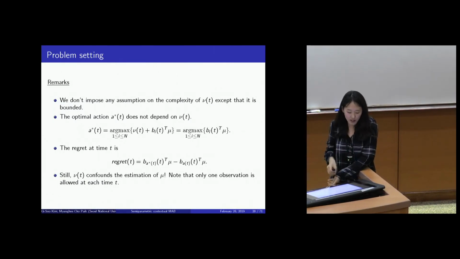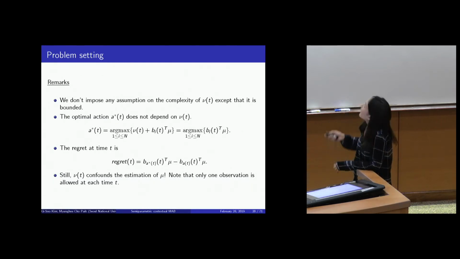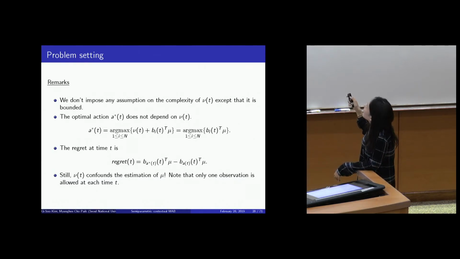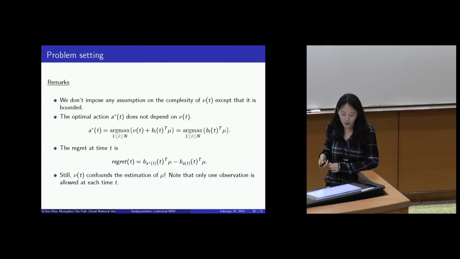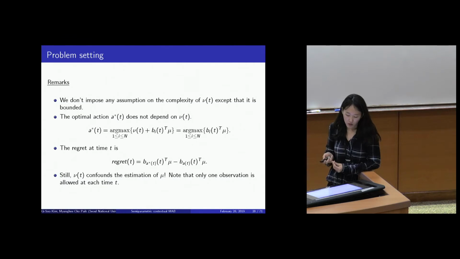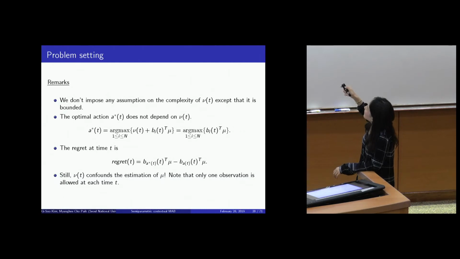There are some remarks regarding the semi-parametric model. First of all, we don't impose any assumption on the complexity of nu t, so nu t is allowed to change abruptly. And the optimal action A star t does not depend on nu t because nu t does not depend on actions. Therefore, we are not required to estimate this intercept nu t for the purpose of maximizing a reward. Also, the regret at time t does not involve nu t as well because they cancel out.